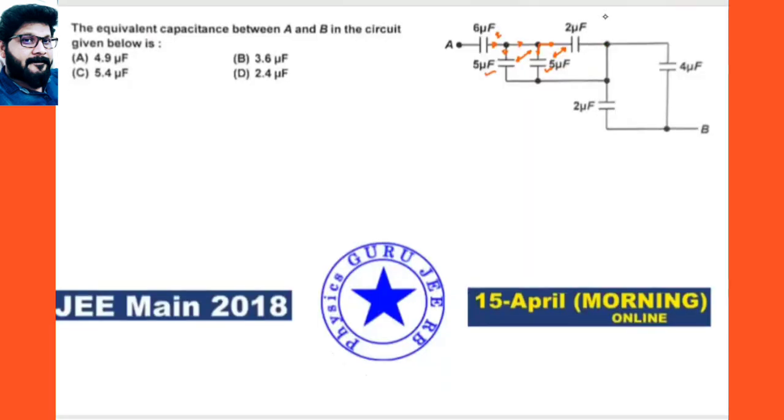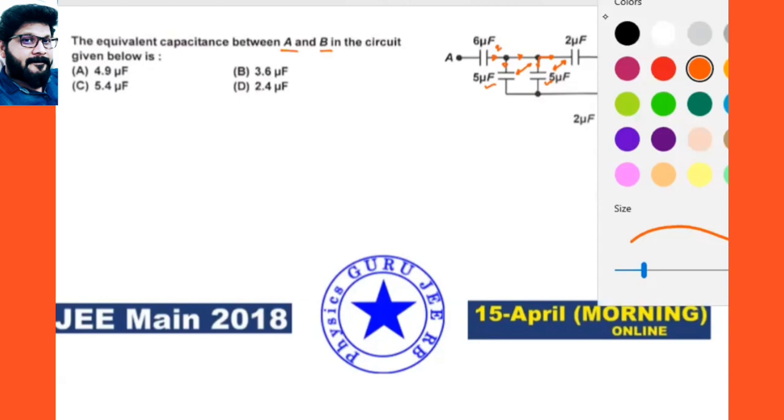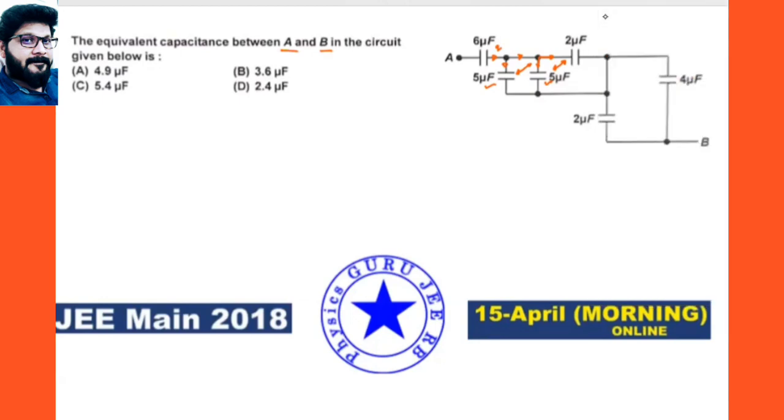JEE Main 2018, 15th April morning online question. Equivalent capacitance between A and B. We want to calculate between A and B. So I'll modify the circuits. Let us see. First one is 6 microfarads. 6 microfarads. And here are 2 microfarads. I'll keep it like this. 2 microfarads. Next here one more here, right?